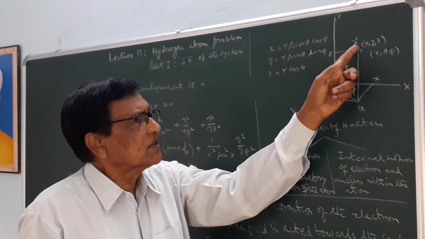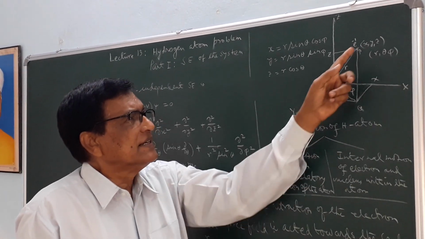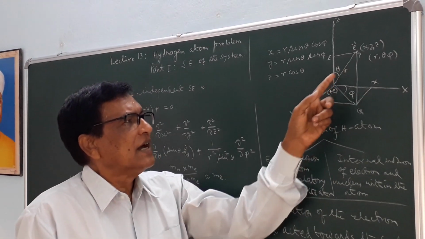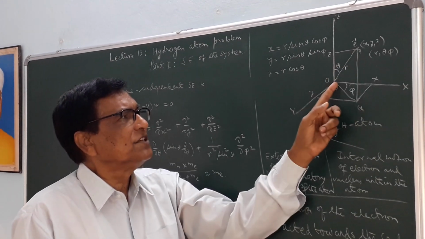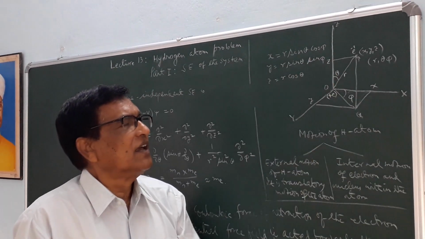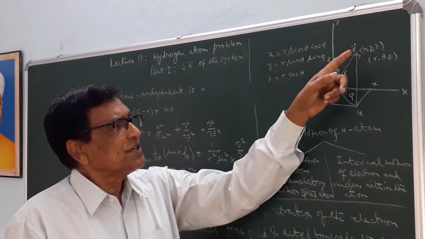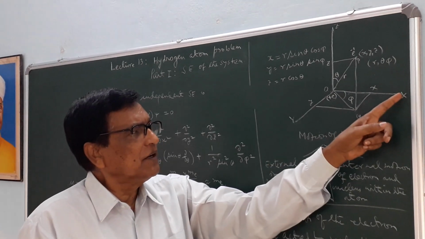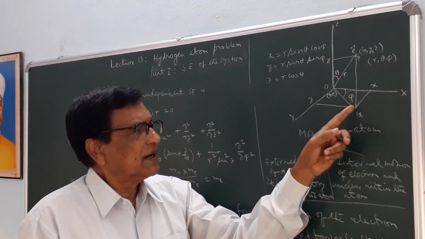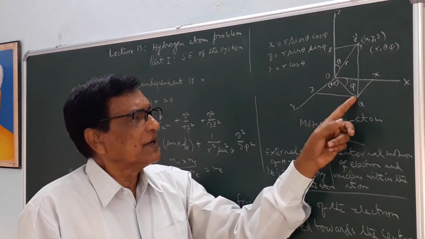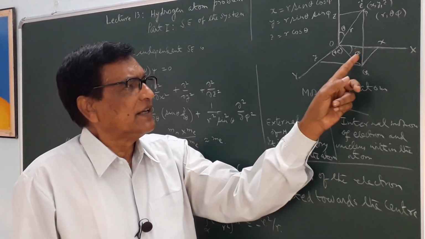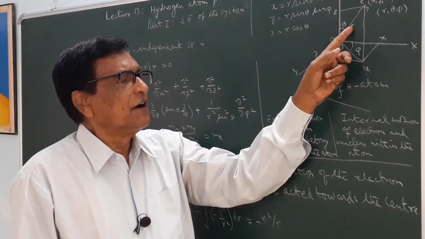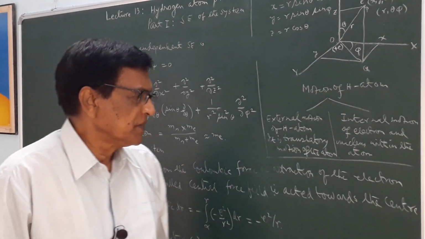The position of the electron from the origin is called the radial distance. The radial distance is given by r, and this radial distance makes an angle with the z axis, and this is theta. And whenever we make a projection from P onto the xy plane, it cuts at Q, and OQ makes an angle phi with the x-axis. This is the azimuthal angle, this is the zenith angle, and this is the radial distance in polar coordinates.